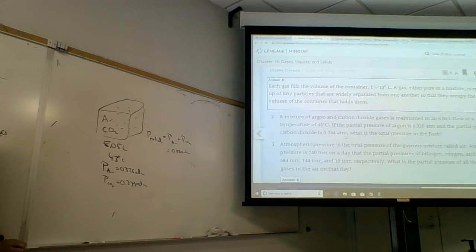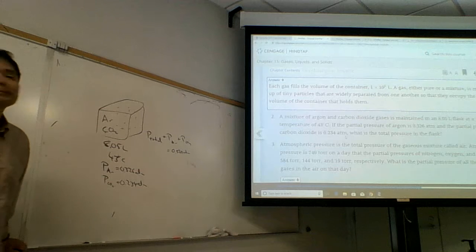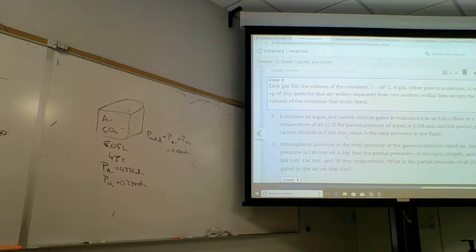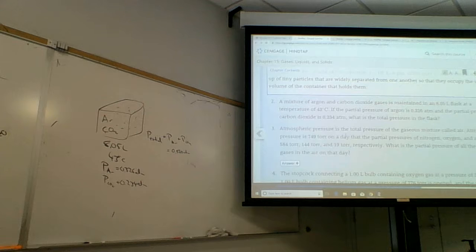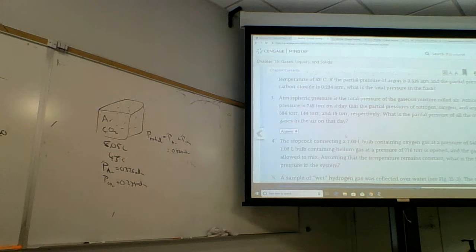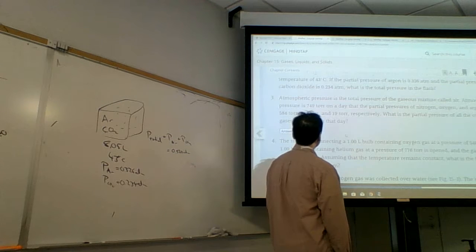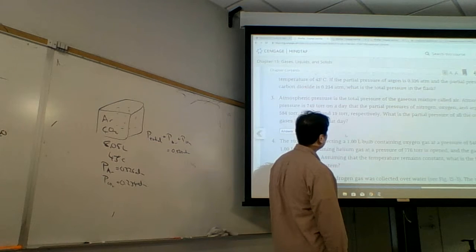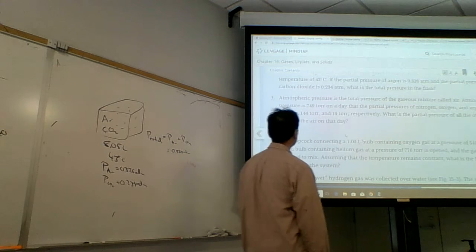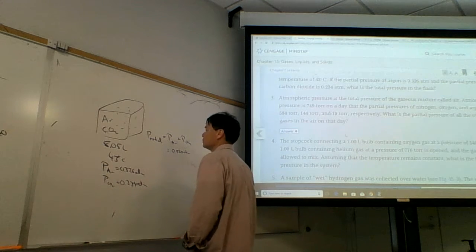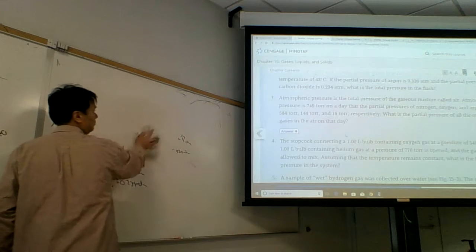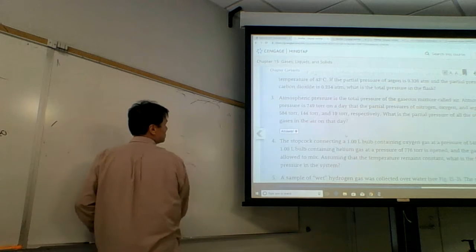1 and 2 are examples of Dalton's law. 3 is also Dalton's law. Atmospheric pressure is the total pressure of a gaseous mixture called air. Atmospheric pressure is 749 torr on a day that the partial pressures of nitrogen, oxygen, and argon are 585 torr, 144 torr, and 19 torr respectively. What is the partial pressure of all the other gases in air?